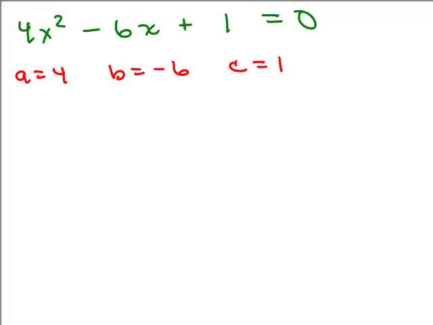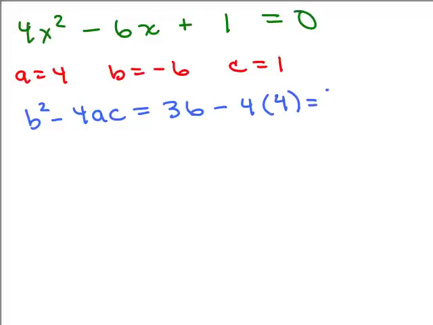I like to figure out b squared minus 4ac first. That's just a personal preference. So b squared will be negative 6 times negative 6, that's 36, minus 4 times ac. That means a times c, 4 times 1, which is 4. So I've got 36 minus 16, which is 20. So remember, that's the part that goes underneath the square root. So I know I'm going to end up with the square root of 20. And by the way, 20 is 4 times 5. So I know I'm going to be able to simplify that square root.